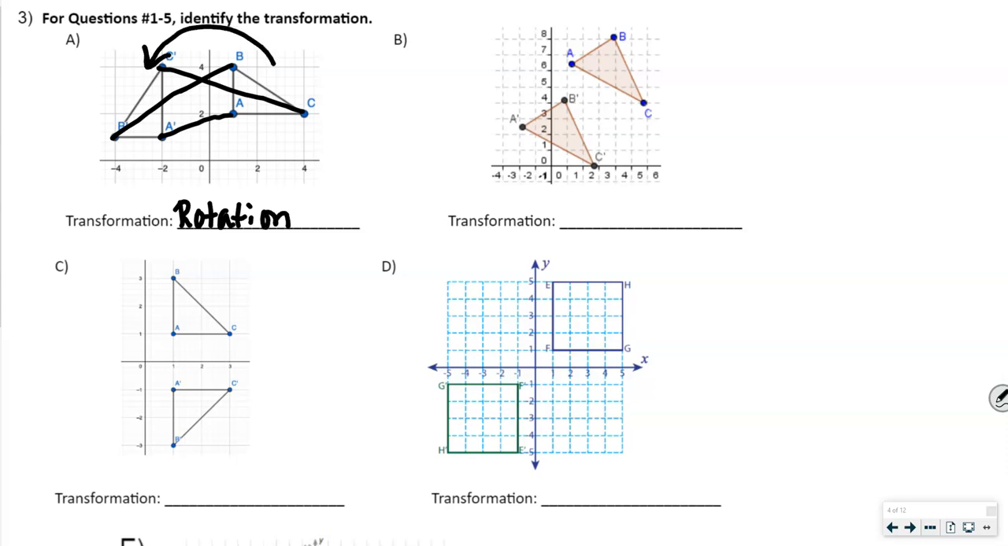Now, how many quadrants did we move? We moved 1 to the left, right? So that's going to be a 90-degree rotation, or what? A 270-degree clockwise rotation, okay?